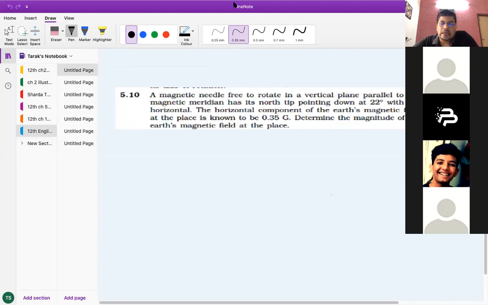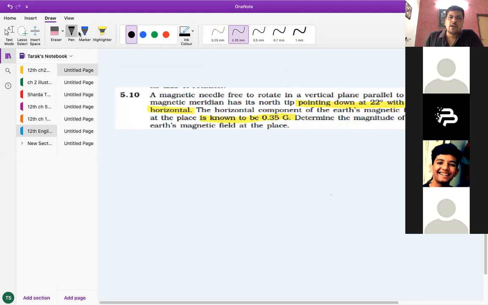So the magnetic needle is free to rotate in a vertical plane parallel to the magnetic meridian, and it has a north tip pointing down at 22 degrees with the horizontal. So it is pointing at 22 degrees with the horizontal. The horizontal component is 0.35 Gauss.